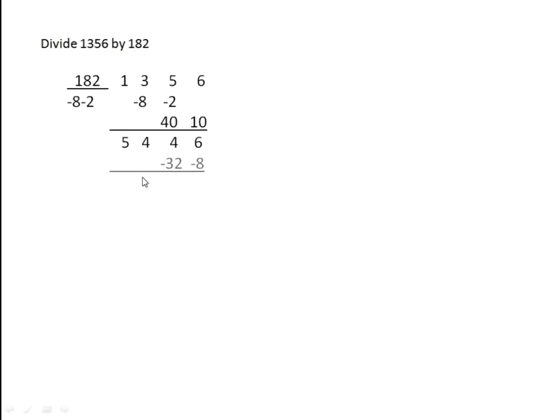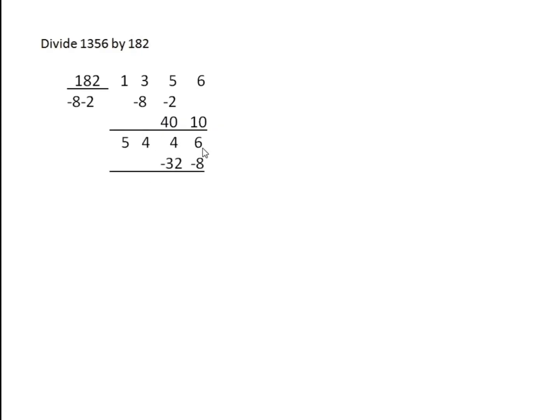One more example. How to divide 1356 with respect to 182. So here we are taking minus 8 and minus 2. And 13 minus 8 minus 2, since the digit is 1 here. And 3 minus 8 becomes minus 5. So minus 5 into minus 8 becomes plus 40. And minus 5 into minus 2 becomes plus 10. So we got 5446, and we got quotient as one.